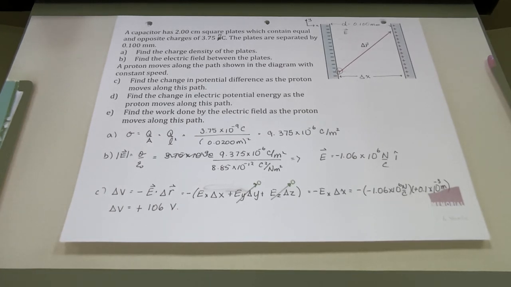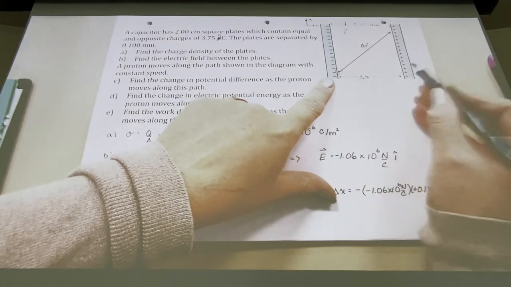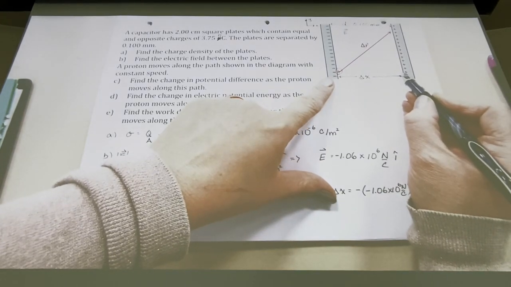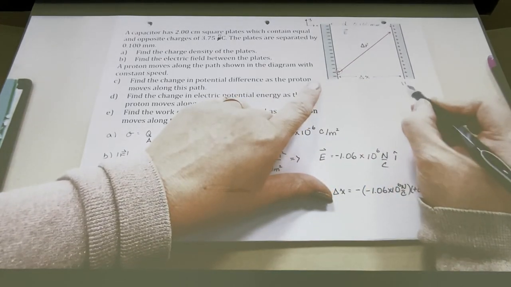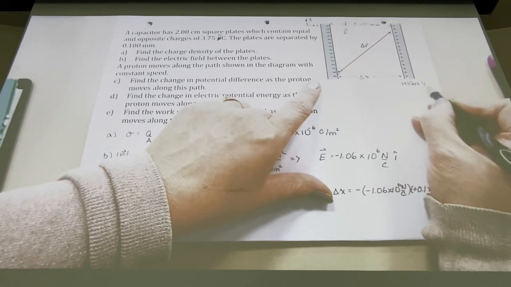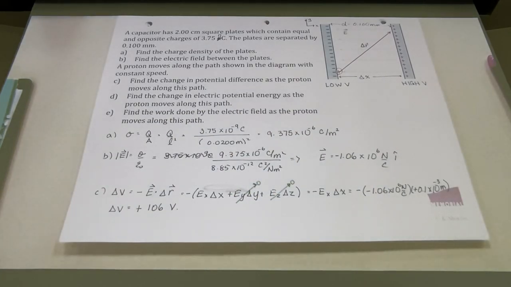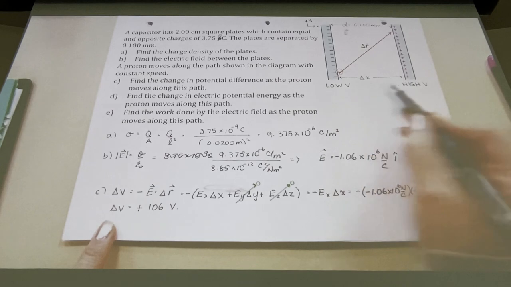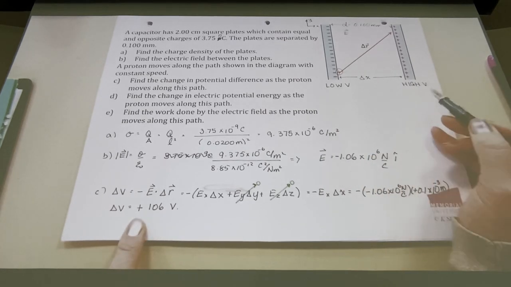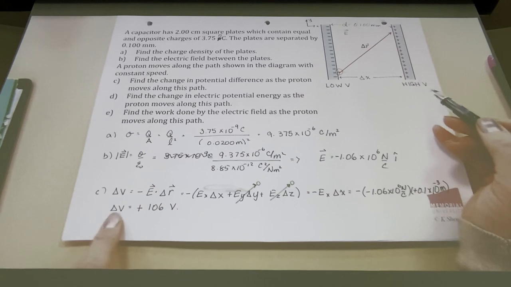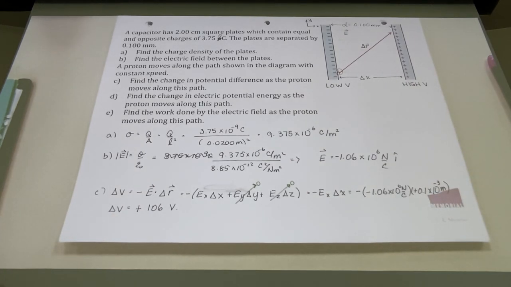Now that we've got our answer, let's take stock. Delta V is positive. It means we've moved towards bigger potential, from a low potential to a high potential. If we look at our electric field vectors, we know electric field points from a positive plate to a negative plate. Electric field also points from areas of high potential to low potential. So that's also something we know about field. We moved ultimately to the right. We did move to an area of high potential, so we got a positive for our change in potential. That makes sense. Had we moved the other way, we would have expected a negative for our delta V, because we would have moved towards lower potential.